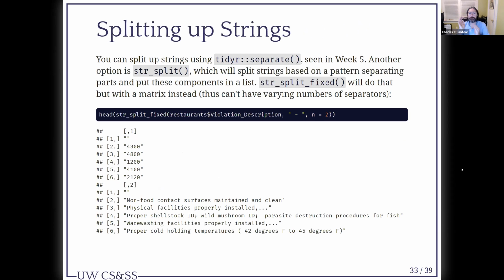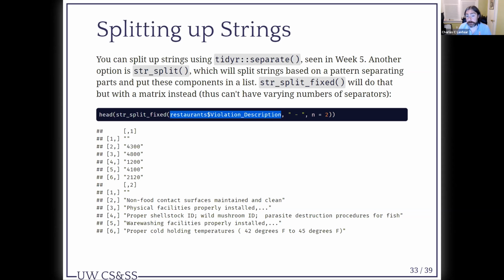Okay, so some other things. You might want to split up strings. If you remember back in week 5, I used the separate function to take one column and split it into 2 columns. Sometimes what you want to do is instead split up into lists or split up into a matrix and maybe extract one side or the other. You could do this with the string split functions. For instance, string split fixed will take some string, like here I've got the violation descriptions.